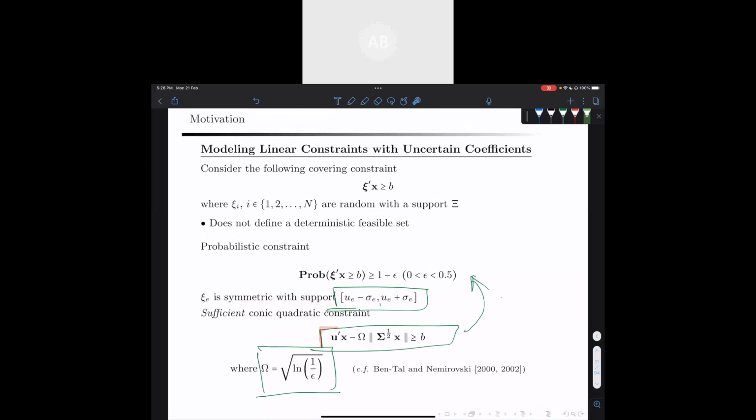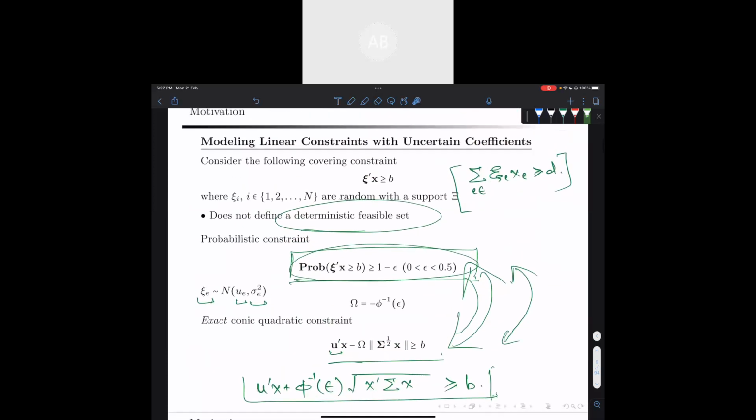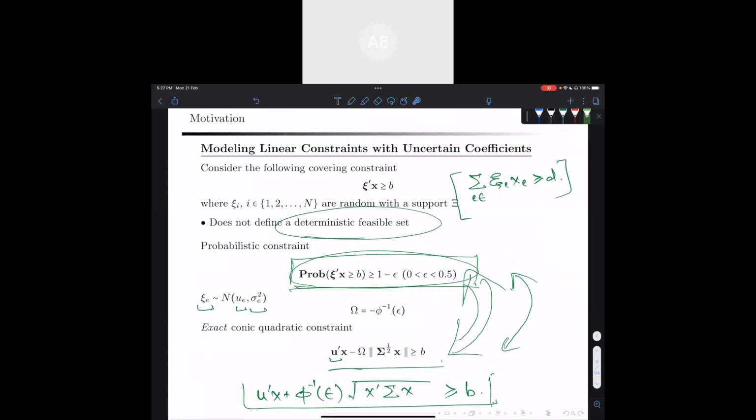Or, in another case, if your psi had a symmetric support, even then you will have a similar looking constraint. So the main idea here between these three slides is that no matter what your underlying distribution is, you can have an inner approximation of this probabilistic constraint through a constraint which looks like this, right? That's the idea that I'm trying to develop.